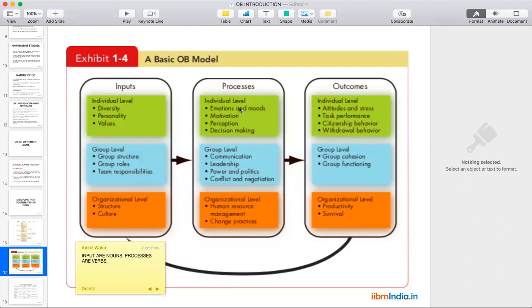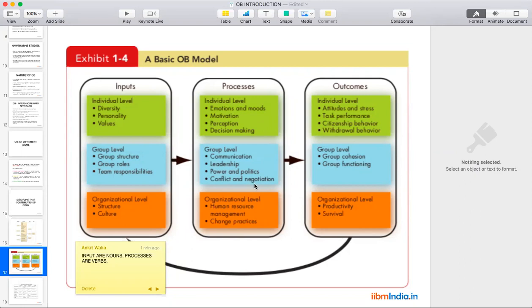The process at individual level may be the emotion and mood of a worker, their motivation, their perception, their decision making power, their thinking process, their mind mapping. Each and everything comes under the individual level. Now at the group level, we talk about communication among group members, the leadership of the group, the power and politics among the group, and conflict and negotiation in case of any disputes. That is about the process, because the process is the actual execution, implementation or working of any group in the organization.